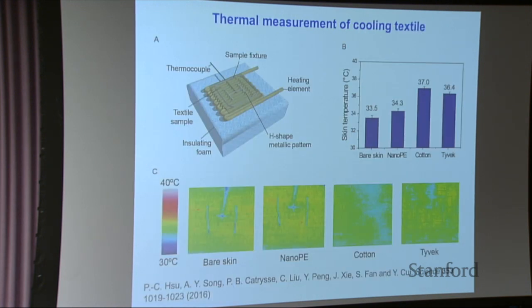And we have done a thermal experiment. In this case, we basically have a heating element, with a certain amount of power injected into it. Without any cover, it will reach a certain temperature, and we have chosen the amount of power injected such that without any cover, it reaches a temperature comparable to a human body, 33.5 Celsius.